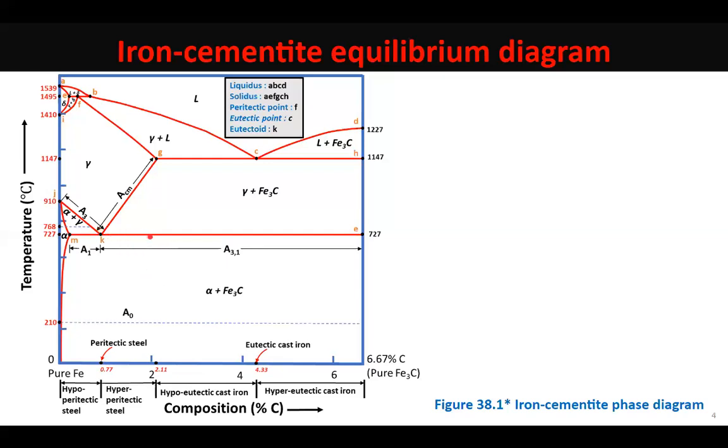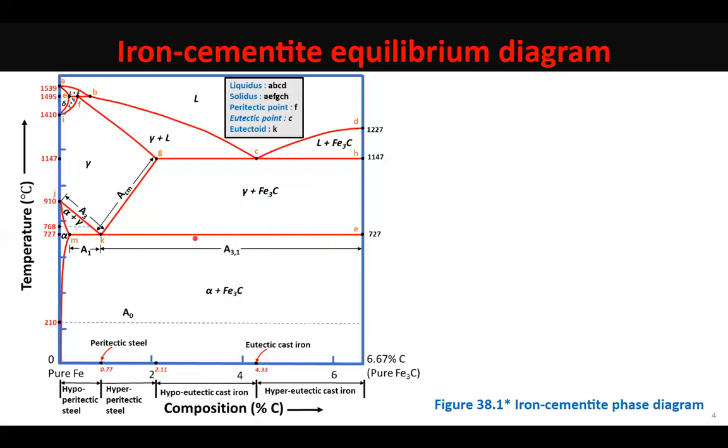Similarly, all these steels and all the cast irons will have austenite present in them at 727, but that's not the only phase. Along with that, some cementite would also be there, and this cementite would be called pro-eutectoid cementite, because another cementite is going to get formed when this phase austenite transforms via the eutectoid reaction.